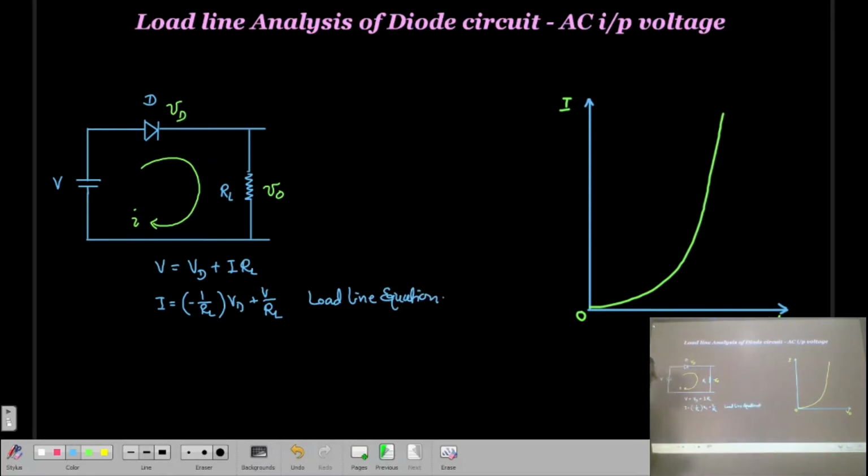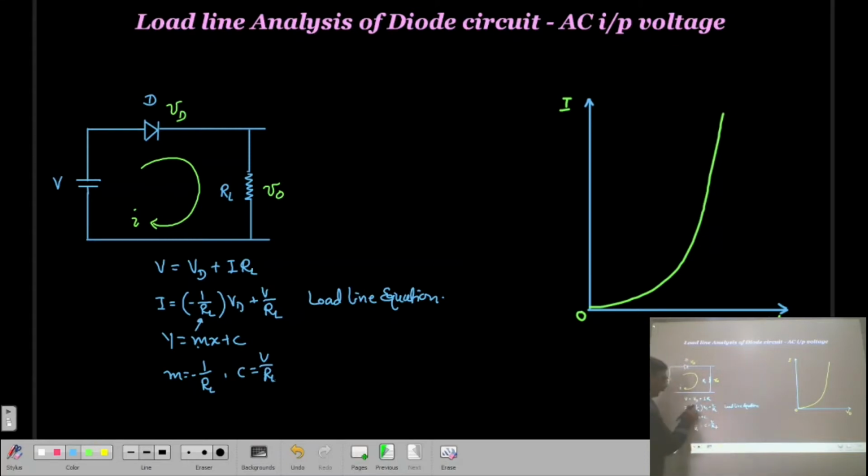And why is it known as a load line equation? Because this expression is like y is equal to nx plus c, and this expression is for a line. So if we compare, n is representing the slope. So minus 1 upon RL is representing the slope of the line, that is n, and the intercept of the line is nothing but V by RL. Now using this expression, we can draw a line on the static characteristic curve.